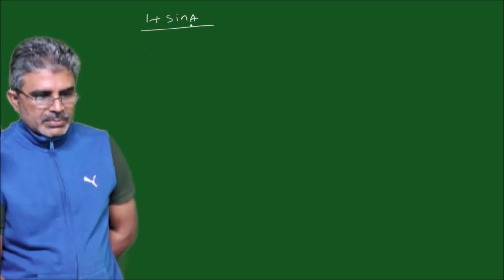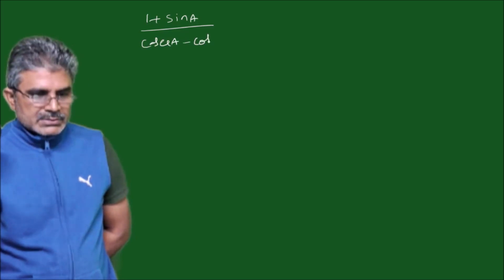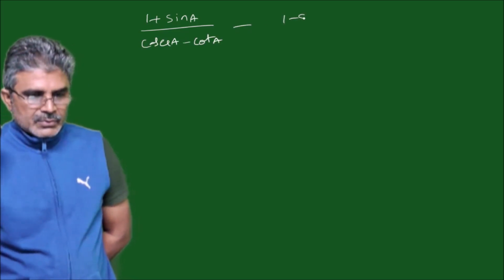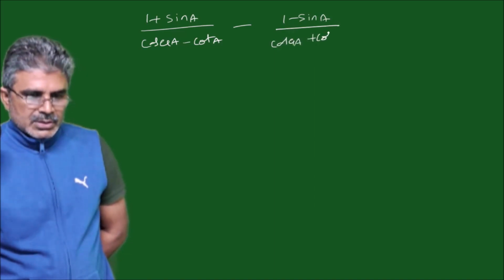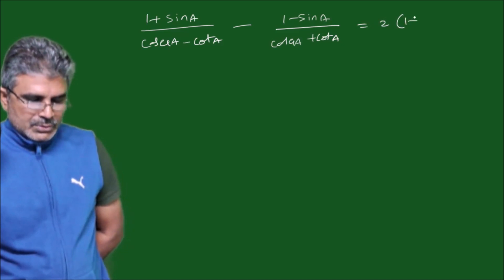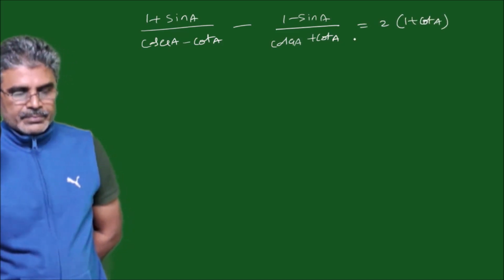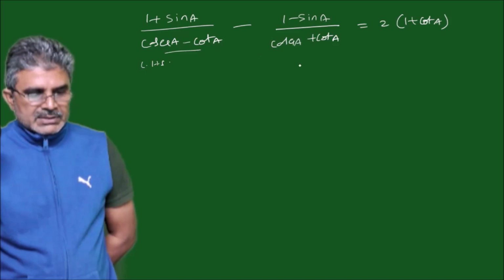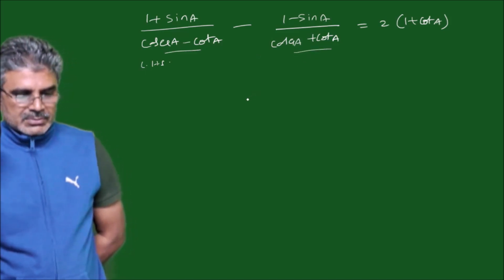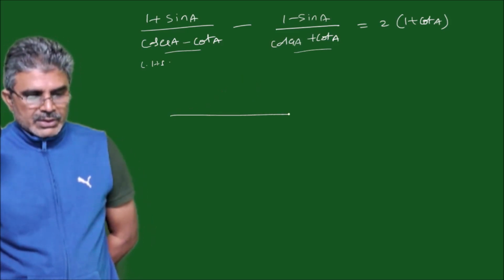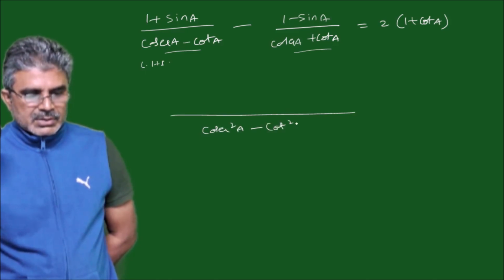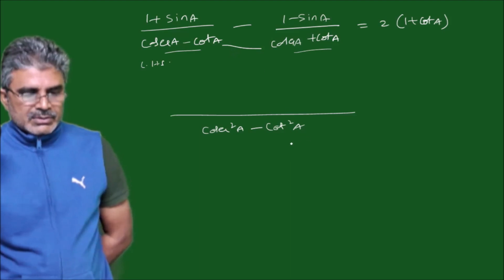Okay, our next question is (1 + sin a)/(cosec a − cot a) − (1 − sin a)/(cosec a + cot a), which is equated to 2(1 + cot a). Consider LHS. There seem to be a − b and a + b terms in the denominator of those two expressions. Take the LCM. You have cosec² a − cot² a. By multiplying these two, you will have that one only.